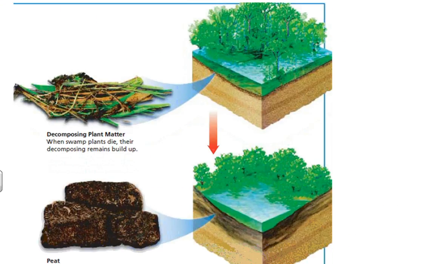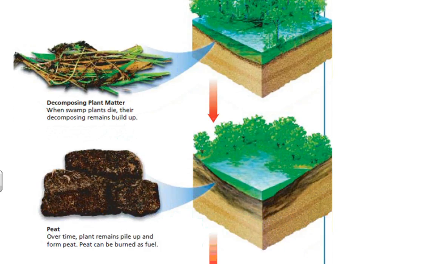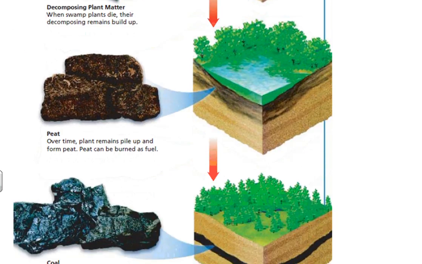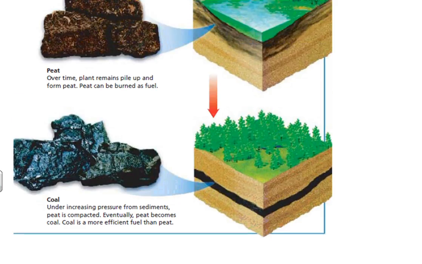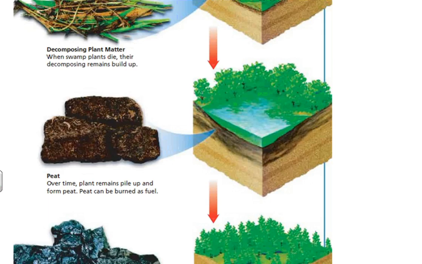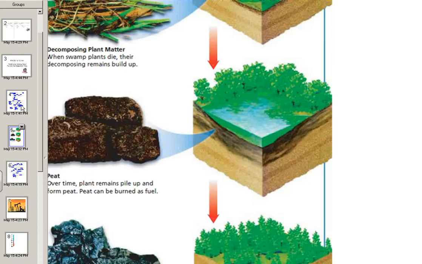So here's our diagram from yesterday. Here's your decomposing plant matter. And over time, it piled up and formed what's called peat, P-E-A-T, peat. And then eventually that sediment, the layers of rock, compact that peat and turn it into the coal, which is what is mined. So we talked about coal.